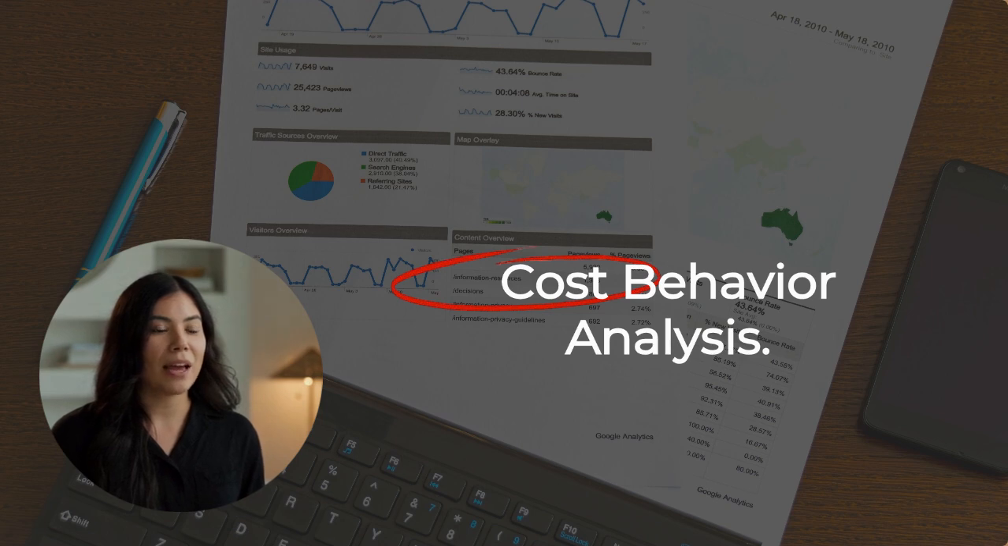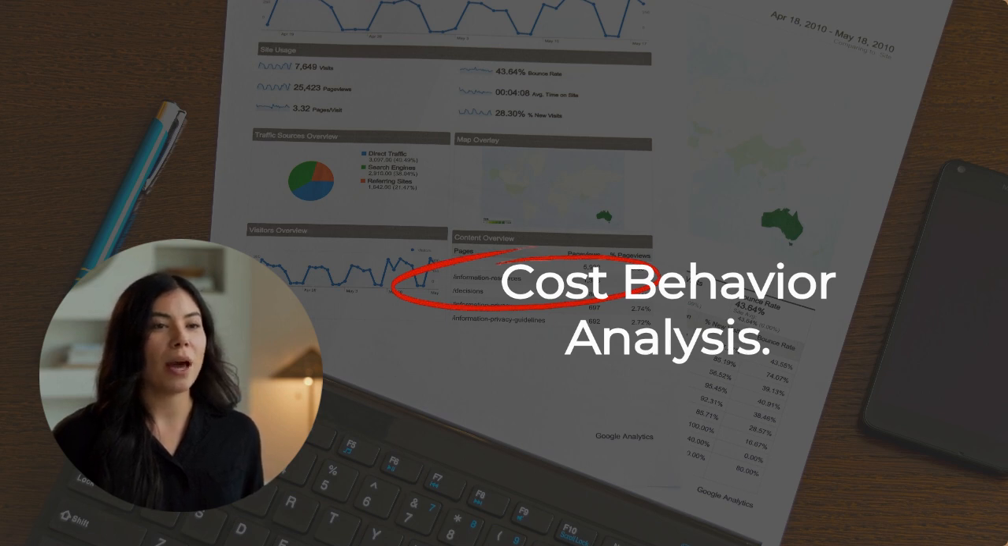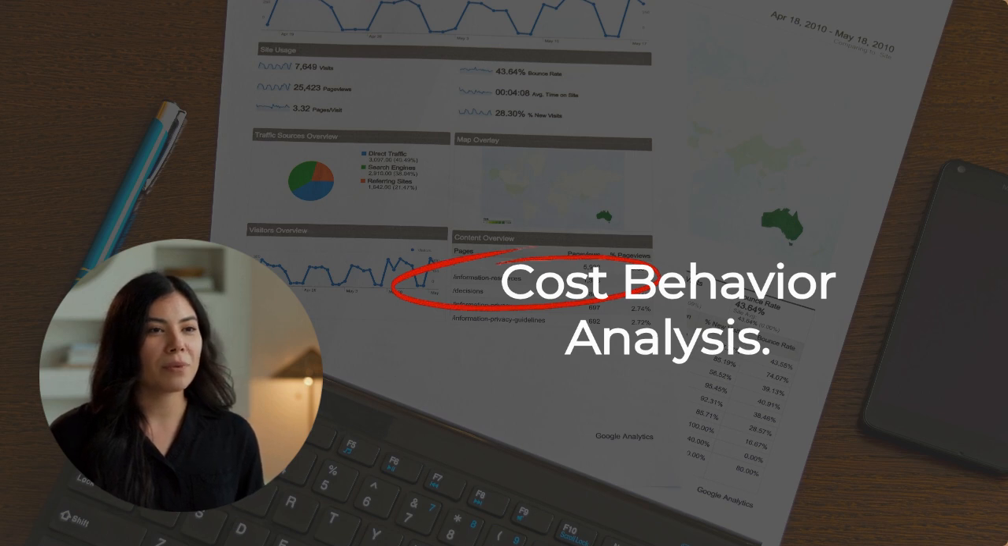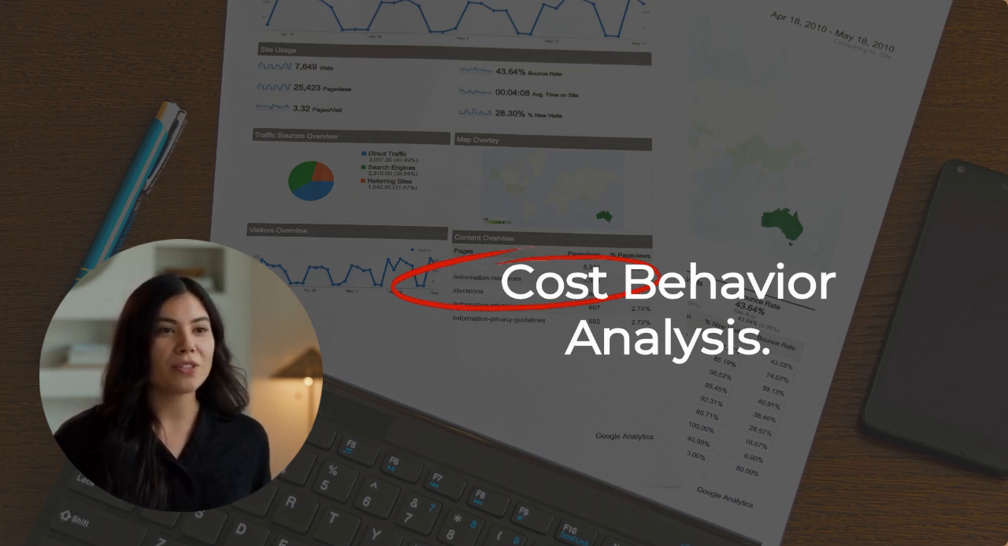2.3 Cost behavior analysis. Understanding cost behavior is essential in planning and decision-making, especially for break-even analysis, contribution margin analysis, cost volume profit, CVP analysis, and budget forecasting. A, fixed costs remain unchanged in total but vary per unit as production increases or decreases. B, variable costs. Total cost changes in direct proportion to activity. Cost per unit remains constant.